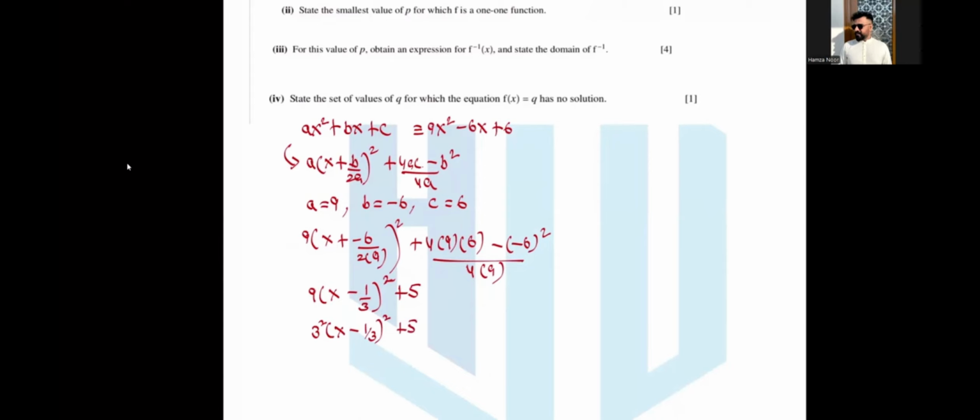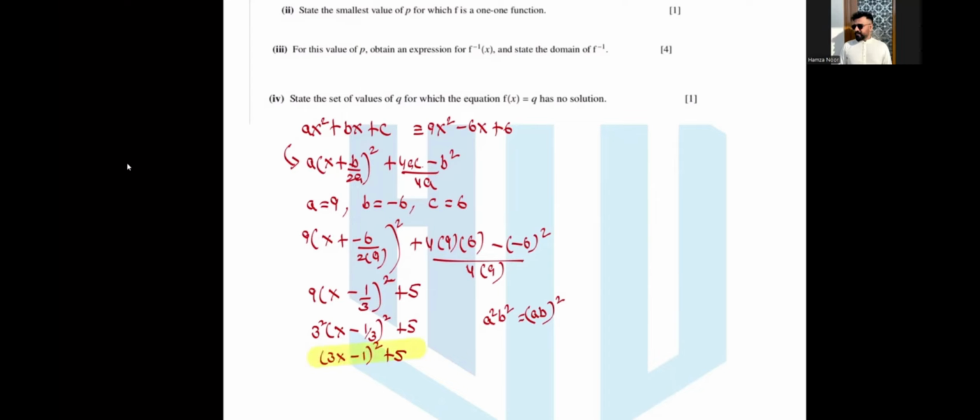Okay, and according to the laws of indices, we can say that a squared times b squared is exactly the same thing as a times b whole squared. All right, this makes sense. So I can say that 3 times x minus 1 whole squared, and then plus 5. What I've done is that I have multiplied this 3 with this bracket x minus 1 over 3. So when this is multiplied, it comes into the required form: 3x minus 1 whole squared plus 5.